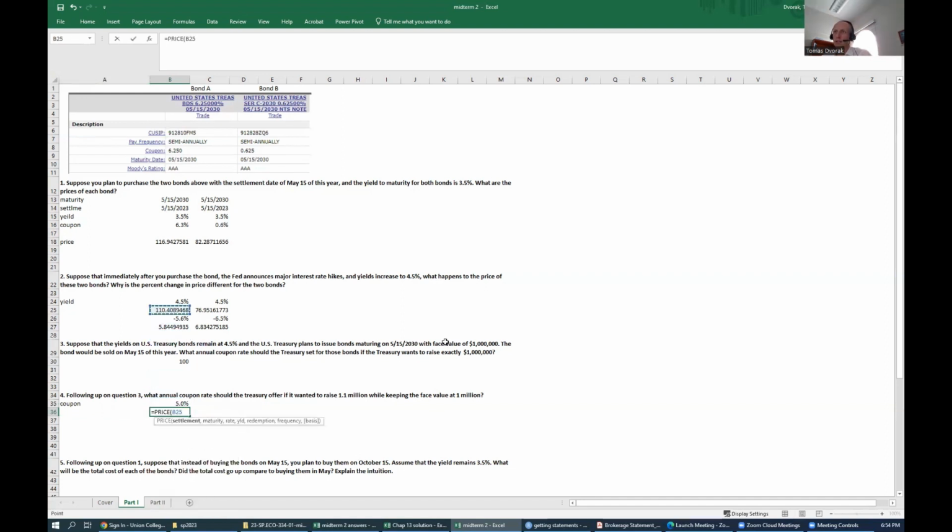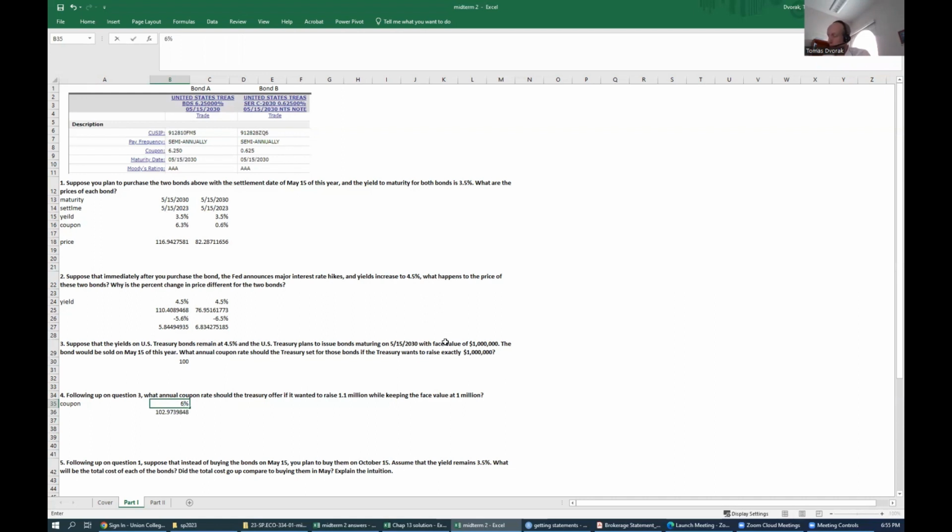Let's do this again. Settlement is this date, maturity is this date, rate, that's going to be the coupon. We start with 5%. Yield is still 4.5. And redemption is 100, frequency 2, basis 0. All right, so now we're going to sell the bond for 102, but we actually want to sell the bond for 110 because we have a face value of 1 million and we want to raise 1.1 million.